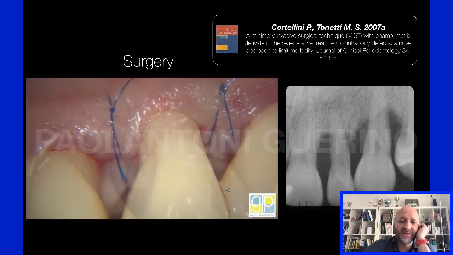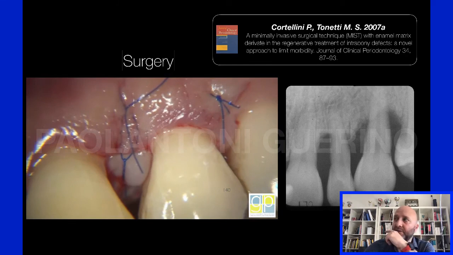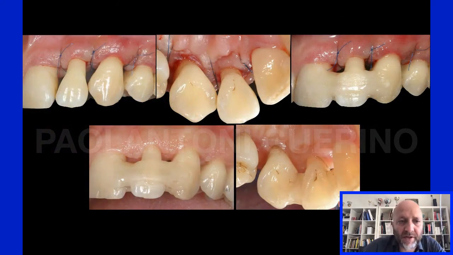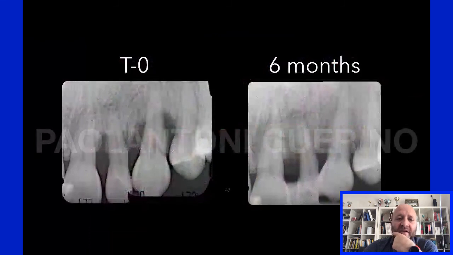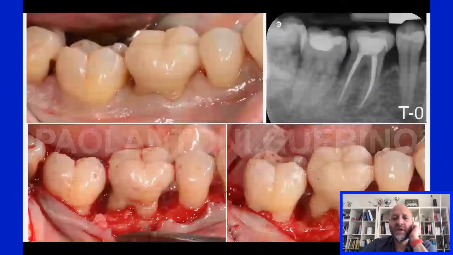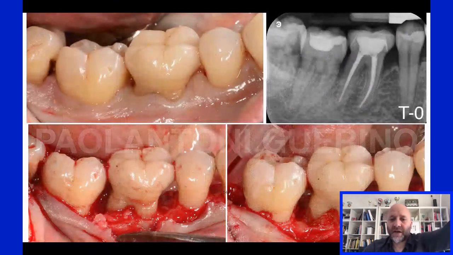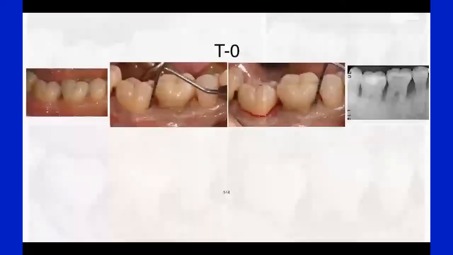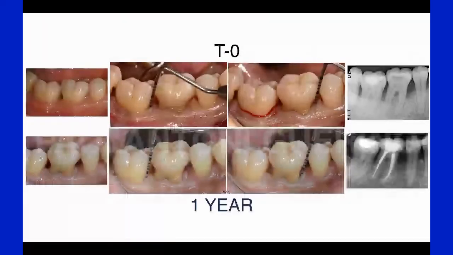This was the aspect at the end of surgery. I made a splint to reduce the risk of hypermobility. It was the aspect at the beginning and after surgical therapy. After 6 months, on the lower side, I elevated the defect. This is the aspect after 1 year.